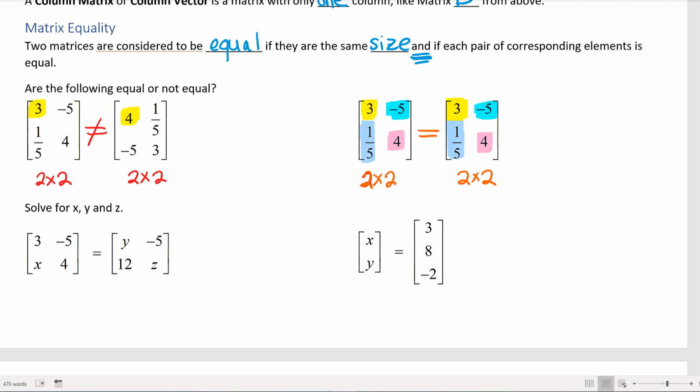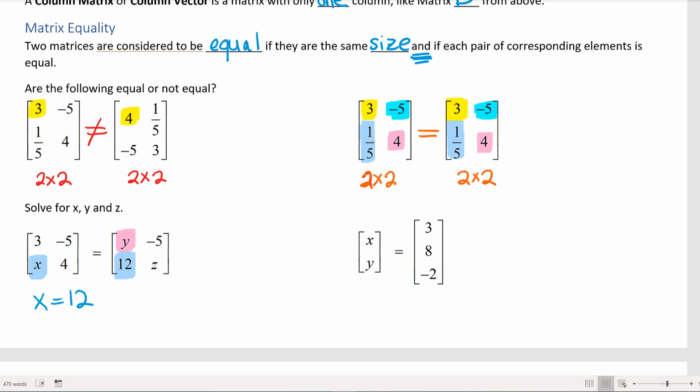For our next examples, we have the instructions to solve for x, y, and z. So let's say these two matrices are equal. See, there's an equal sign, so we are assuming that they are equal. That means when I'm looking for the x spot, notice I have an x right here, x has to be equal to whatever the corresponding element is. So in this case, we know that x is equal to 12.